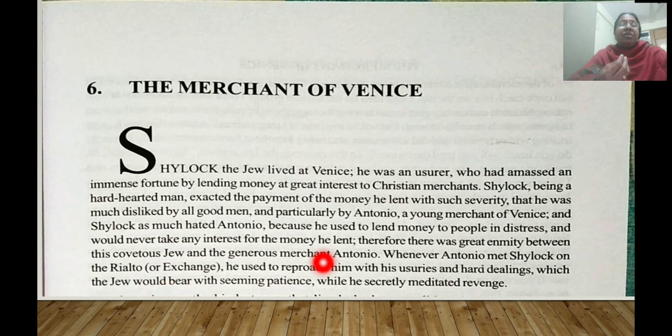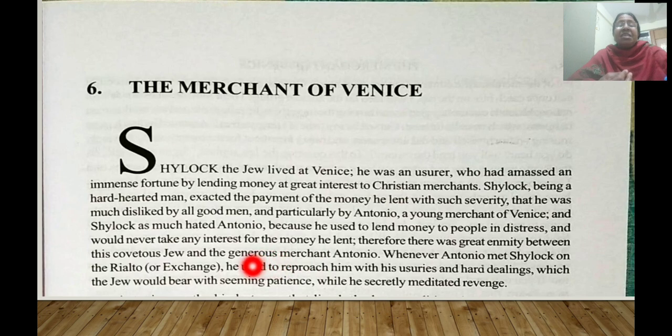Who? Antonio. Whenever Antonio would meet Shylock, he would rebuke him. He would call him all sorts of names and tell him that what he was doing is not right, and reproach him with his usuries and hard dealings. So he would talk about his hard dealings and the way he treated people in Venice, which the Jew would bear with seeming patience. Shylock would listen to all his bickerings, all his reproach, all his rebuke without saying a single thing.